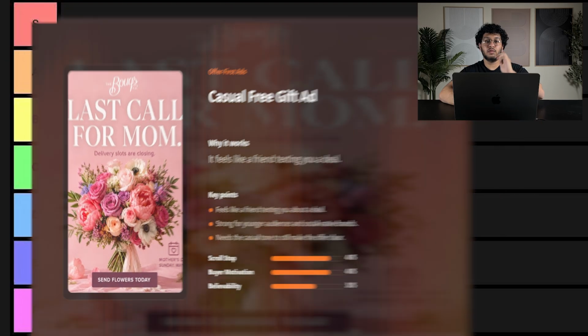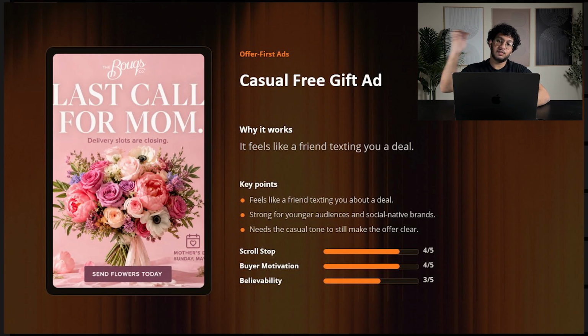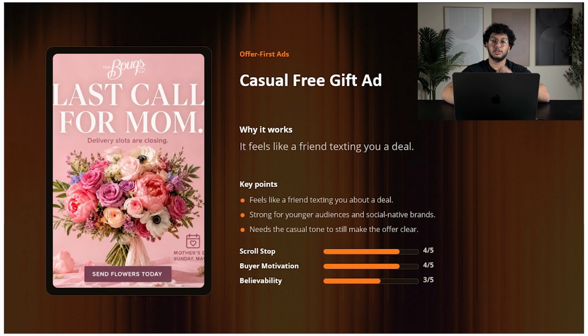Next is the casual free gift ad. This is D tier. A casual line like, "yo, here's a free bag," can feel social native, but it is also easy to make weak. The offer might be clear, but it often lacks enough buyer motivation by itself. It depends too much on tone. If the brand voice is not perfect, it feels forced. D tier.